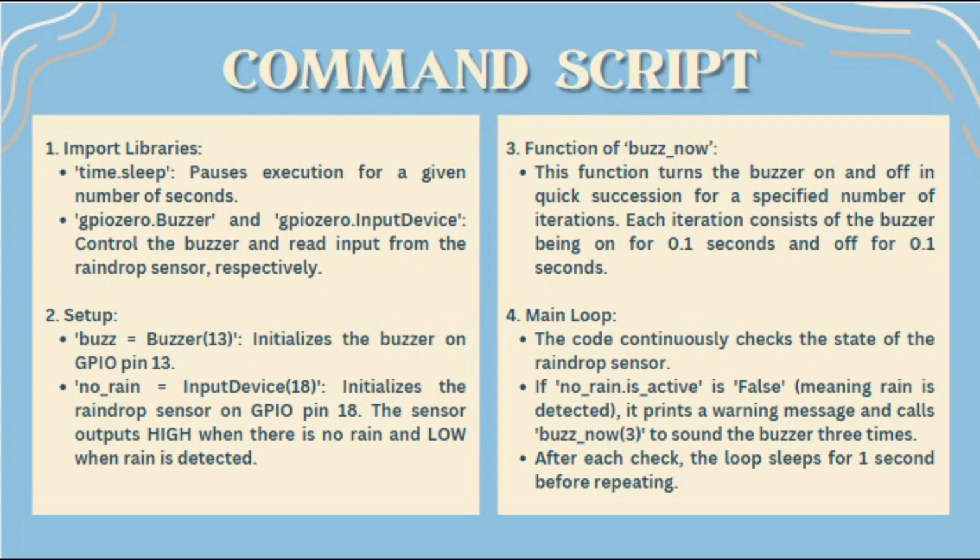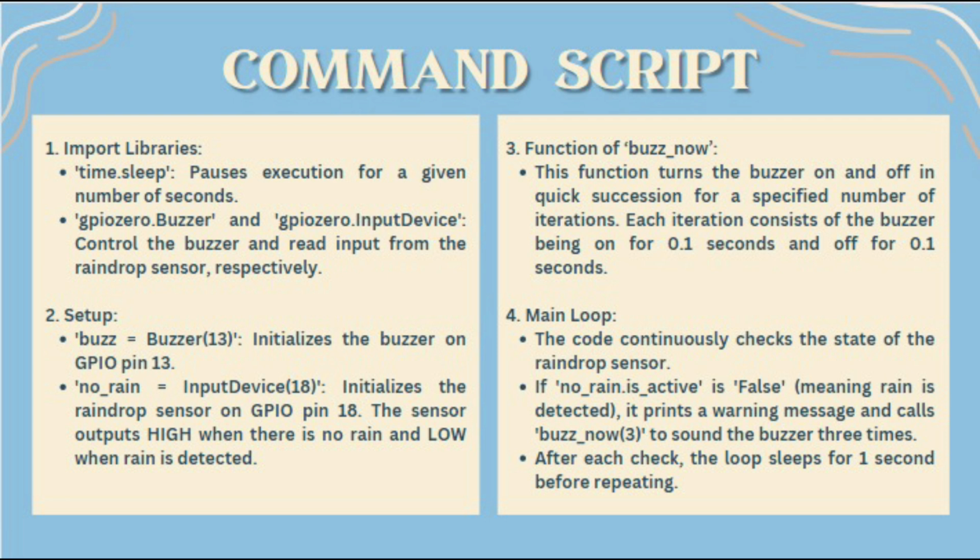So for the flow of the command script, firstly, import libraries. time.sleep is for pausing execution for a given number of seconds. gpiozero Buzzer and gpiozero InputDevice are for controlling the buzzer and reading input from the raindrop sensor respectively. Next, for the setup, buzzer equals Buzzer 13 initializes the buzzer on GPIO pin 13. no_rain equals InputDevice 18 initializes the raindrop sensor on GPIO pin 18. The sensor outputs high when there is no rain and low when rain is detected.